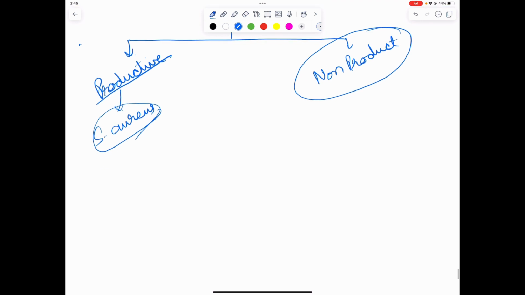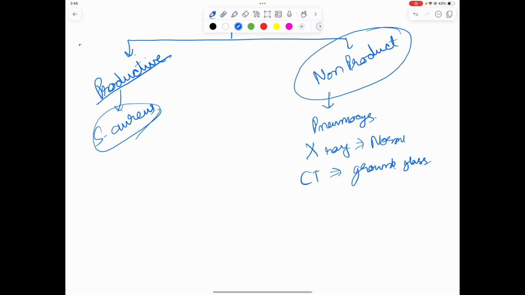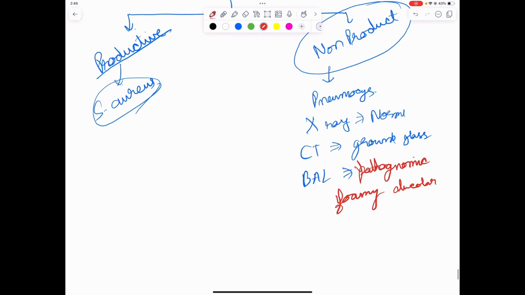Now we come to the non-productive cough. So what are the conditions that are more likely? That is Pneumocystis jirovecii. And what happens in this is that the chest x-ray is normal. The chest x-ray would be absolutely normal. In CT you will get ground glass opacity. Now in bronchoalveolar lavage, we get foamy alveolar infiltrate plus mononuclear interstitial infiltrate, that is pathognomonic. And treatment is by cotrimoxazole.